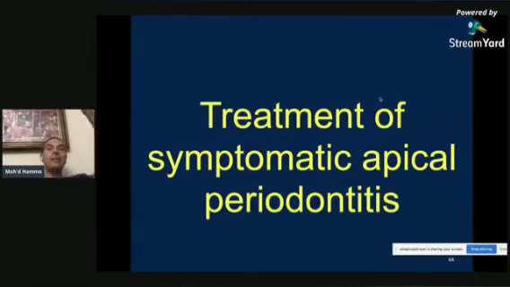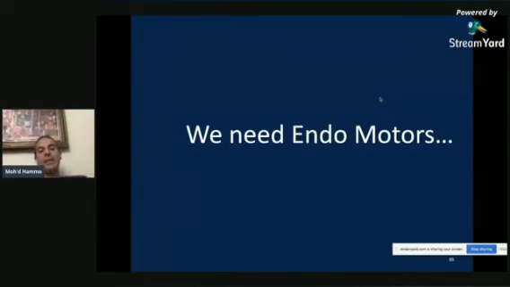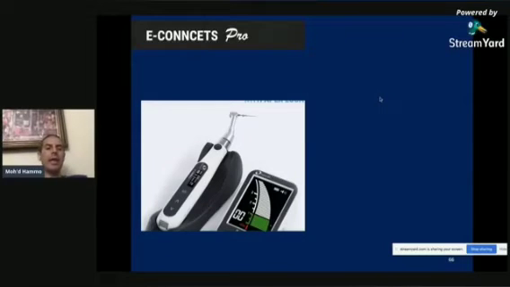What is the treatment of apical periodontitis? First, local anesthesia, then access cavity. Now, the pulpotomy does not work here because the pulp is necrotic and there is no blood pressure to be relieved, so we have to make root canal treatment. And when we want to make root canal treatment, it means we need an endodontic motor. And here is an endodontic motor which I use in my clinic. This is from 8 teeth.